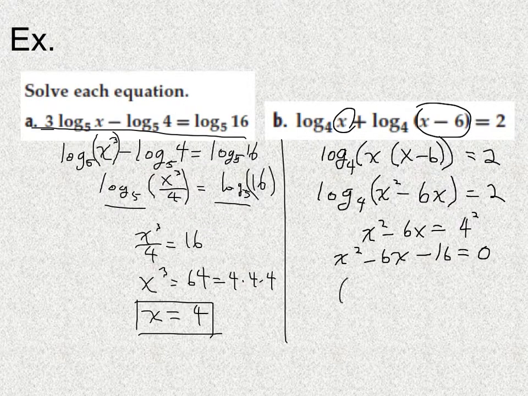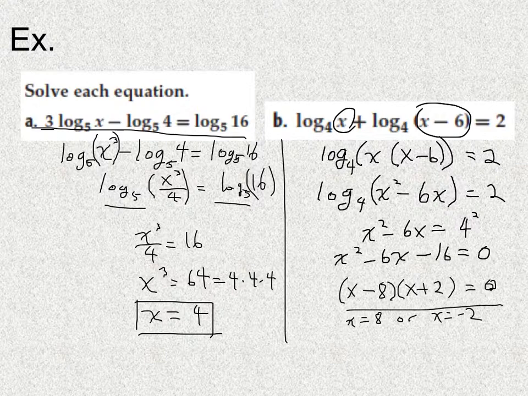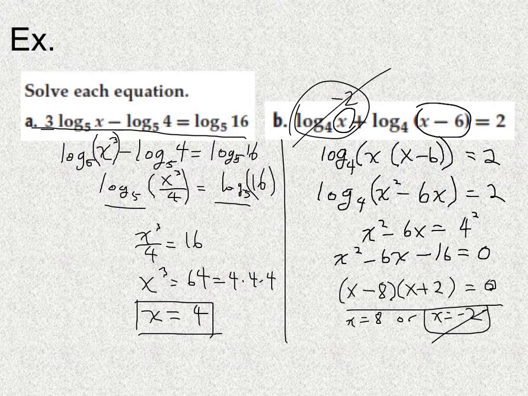Okay, so we can now factor this side. It looks like 8 and 2 will be my factors. And the 6 is negative, so it's going to be this. And then x equals 8, or x equals minus 2 will make this statement true. Okay, but we need to go back and check, make sure that the original statement is true. If x is negative 2, that will make this log undefined, so that won't work. So my answer is going to be x equals 8. That's the only one that will make this work.